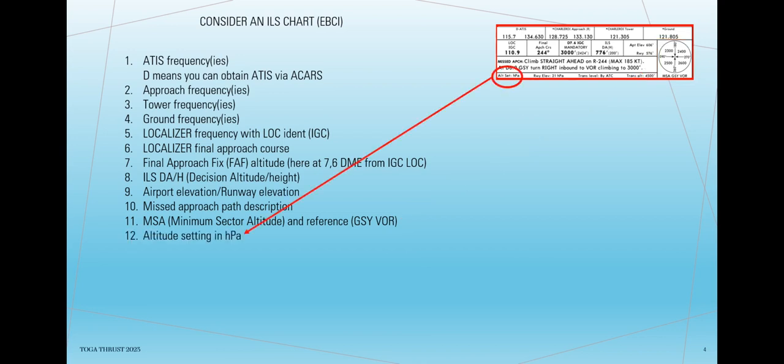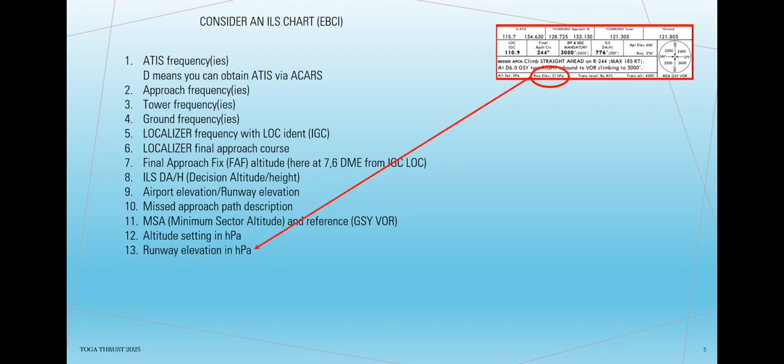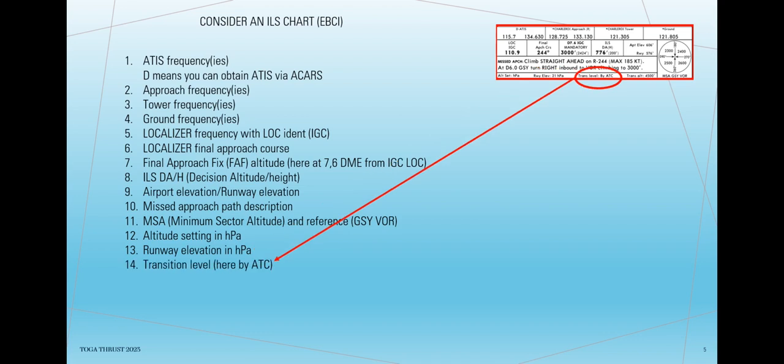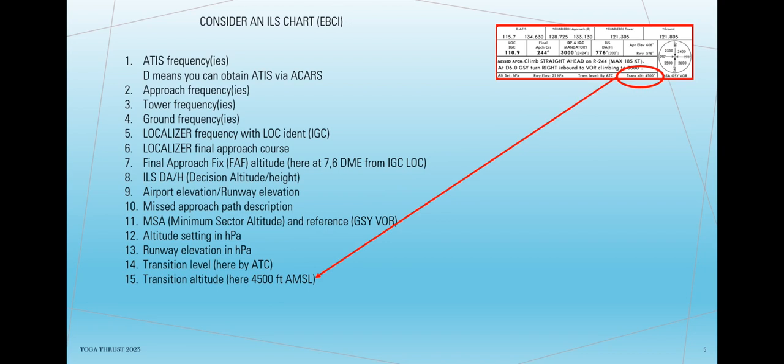Altitude setting in hectopascal. Runway elevation in hectopascal. Transition level, here by ATC. Transition altitude, here 4,500 feet above mean sea level.